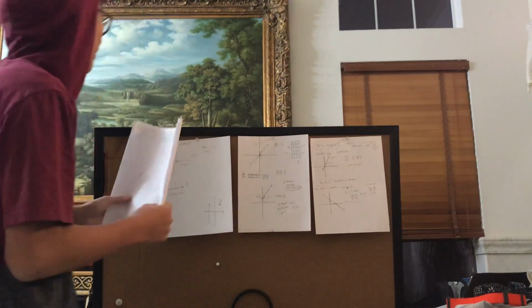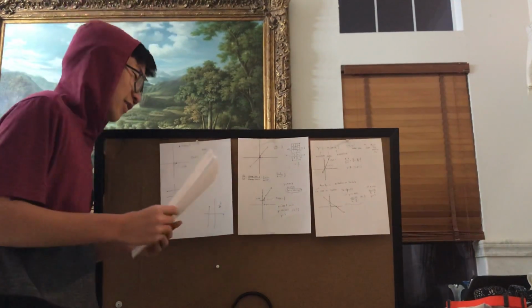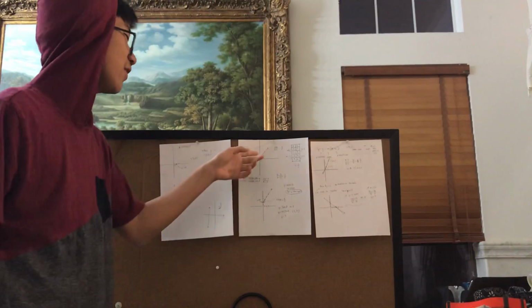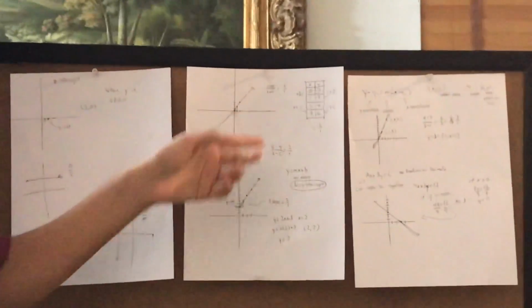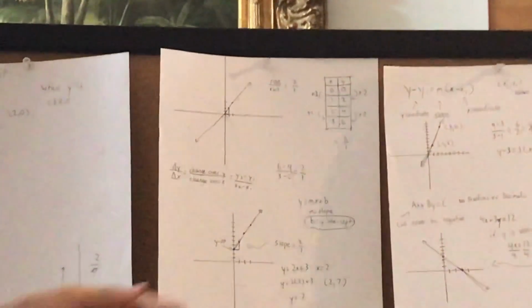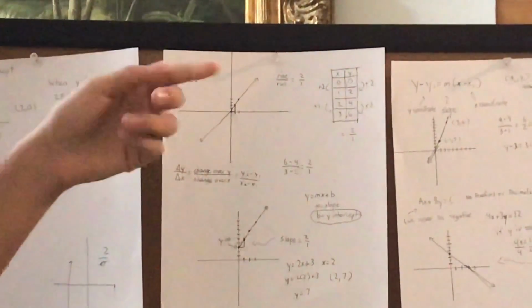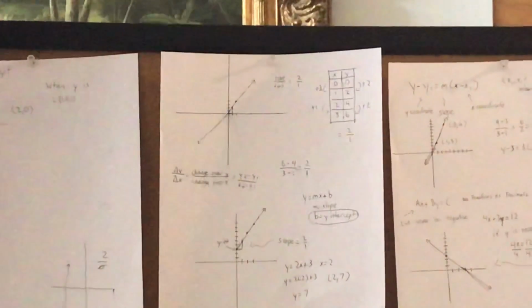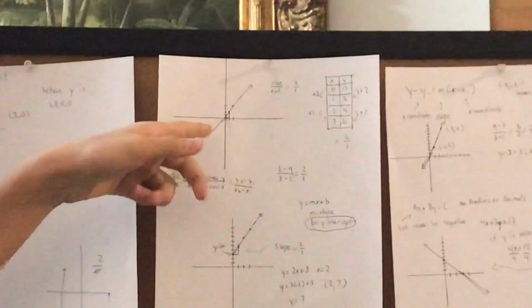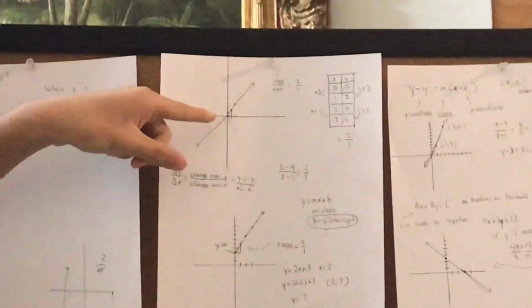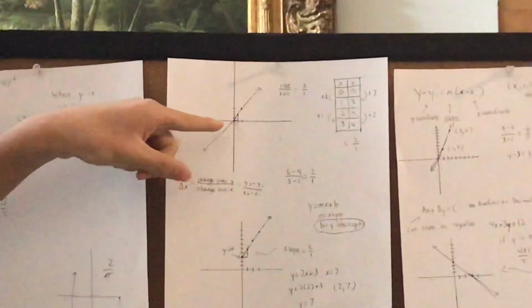My name is Joshua Chang, and I will be explaining linear equations. Right here, we have slope or rate of change. You can show the slope or rate of change by using a graph or a table. While using a graph, you could count the spaces in between the points.